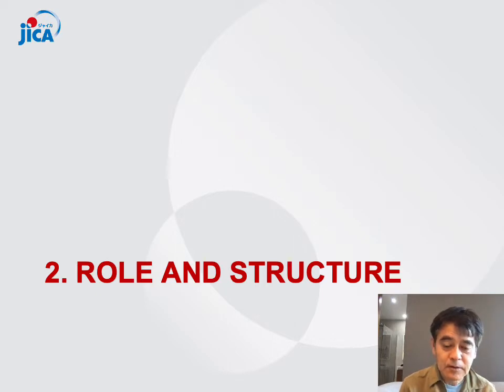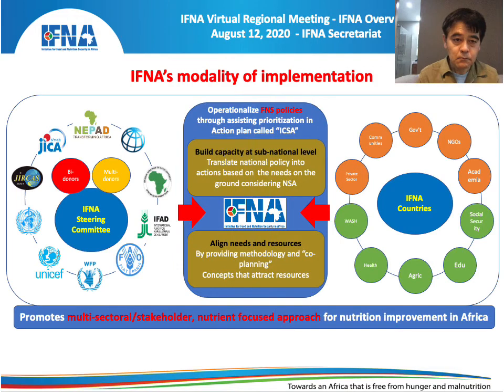Okay, role and structure of IFNA. IFNA is composed of 10 international organizations which are working on nutrition from different fields. It includes UNICEF, WHO from health sector, FAO, IFAD, and WFP from agricultural sector, African Development Bank and World Bank, Japan International Research Center for Agricultural Science from research area, and finally NEPAD and JICA as a secretariat.